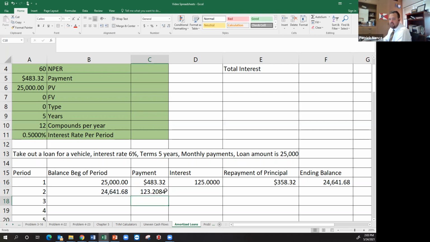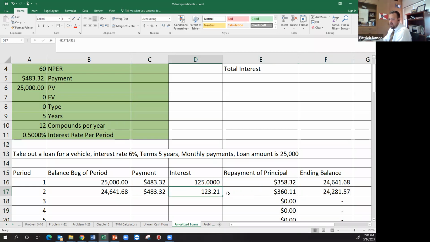So A11. Oh, actually, I need to move that. I'm going to move it to the interest amount. I put that in the wrong column. So if you saw me do that, I want that same formula I just did, but I wanted it for the interest. I made a mistake. For payment, I can just reference the above. And the repayment of principal is just the difference, the 483.